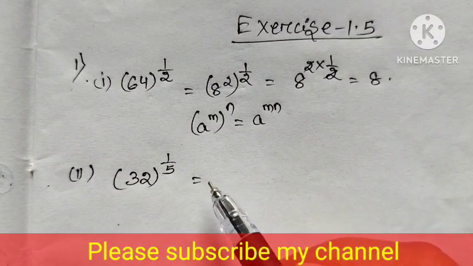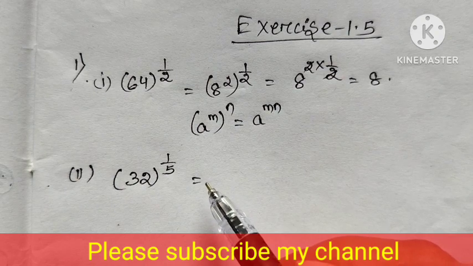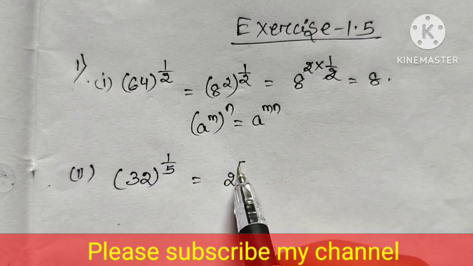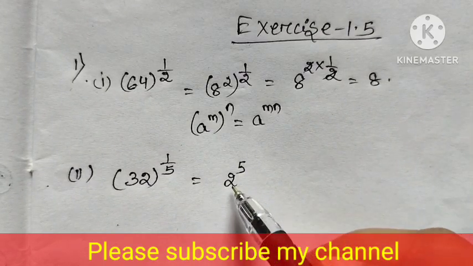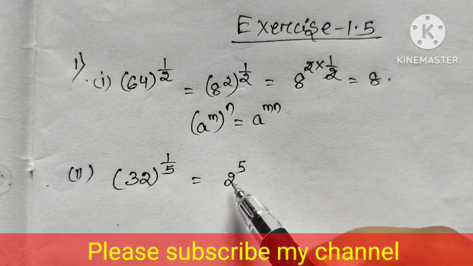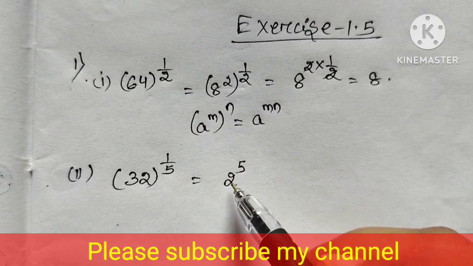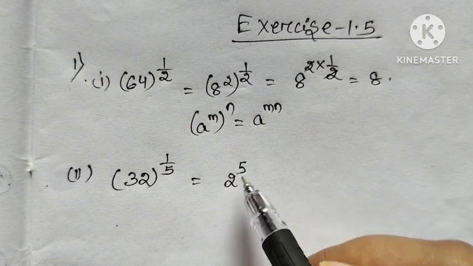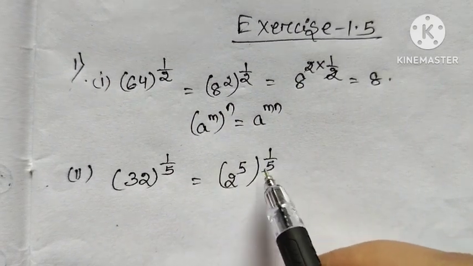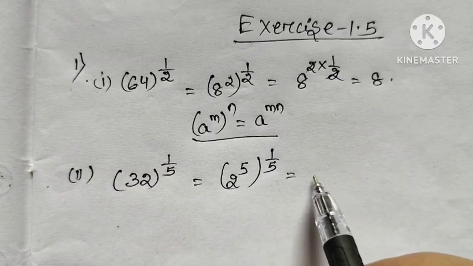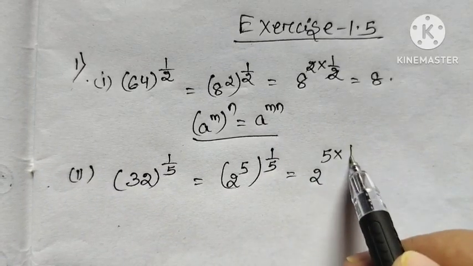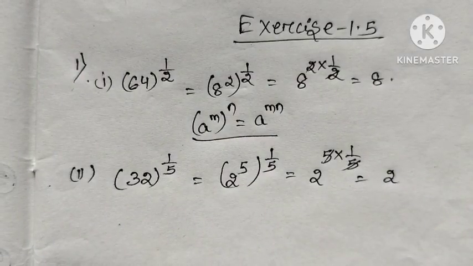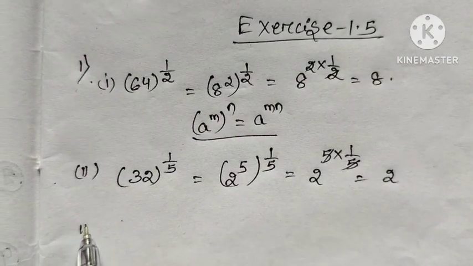Then question 2 is given: 32 to the power 1 by 5. Which number do you multiply? 2 to the power 5. Yes, you have to multiply 2 five times: 2 2s are 4, 4 2s are 8, 8 2s are 16, 16 2s are 32. So 2 to the power 5, whole to the power 1 by 5. Same formula. This is equal to 2 to the power 5 into 1 by 5. Then the answer is what? 2. Then question 3.